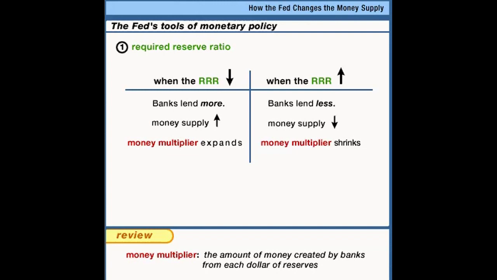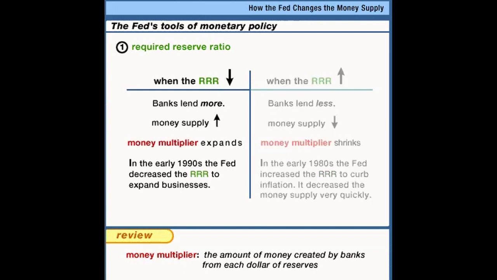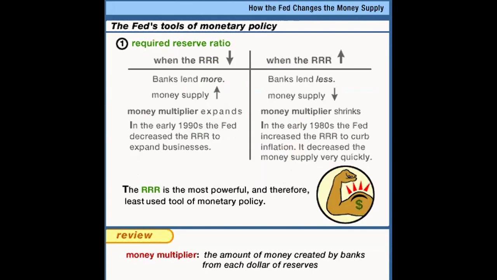In the early 1990s, the Fed lowered the reserve requirement because the economy was in a recession, and the Fed wanted to make credit easier to get so businesses would expand. But changes in the required reserve ratio is the least frequently used policy tool of the Fed because it's the most powerful. For the same reason that you don't get a sledgehammer to swat a fly, the Fed doesn't change the reserve requirement when it wants to make small adjustments in the money supply.